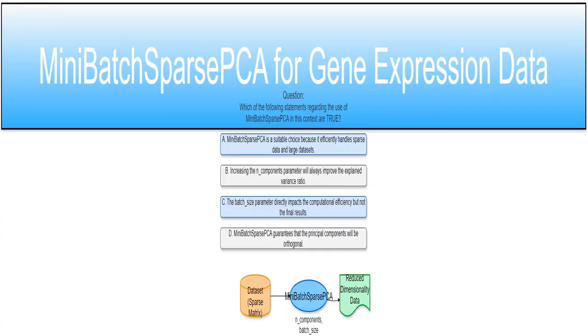I'm using MiniBatchSparsePCA because I'm dealing with a massive, sparse dataset of gene expression levels. That's a lot of data. MiniBatchSparsePCA is specifically designed to handle this type of dataset efficiently. I'm going to evaluate several statements about MiniBatchSparsePCA. We're testing knowledge of how it handles sparse data, the impact of hyperparameters, like the number of components and batch size, and how it produces principal components.